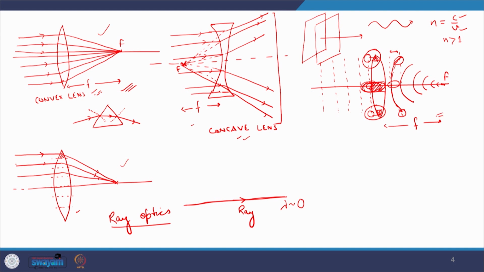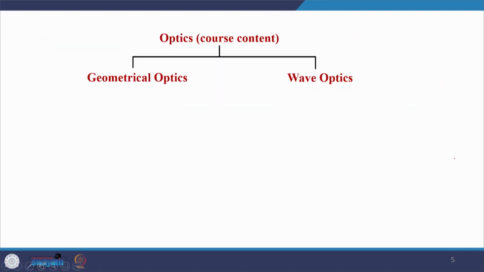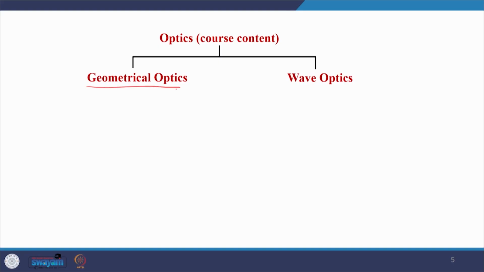Now, this explanation falls in the domain of wave theory. Coming to the content of this course, the content is divided in two parts. The first part is geometrical optics and the second is wave optics. I hope you understand why this differentiation exists, because in geometrical optics we apply ray theory, and in wave optics we apply wave theory, which is well explained in the previous slide.